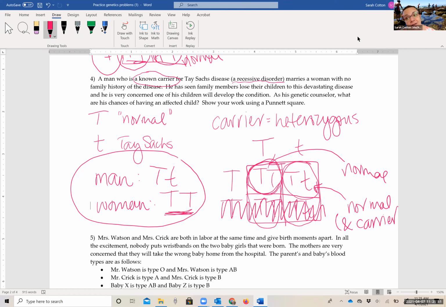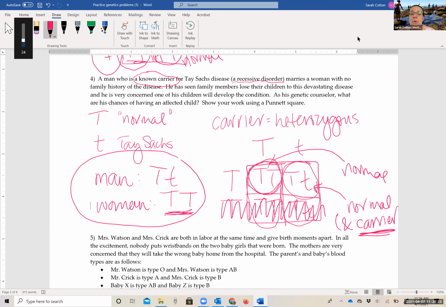However, on average, there's a 50% chance that any of their children could be carriers, right? So if it came out to 2 little t's, it would become Tay-Sachs. Yes, they would express the Tay-Sachs disorder, right? They would express the symptoms of that disease.